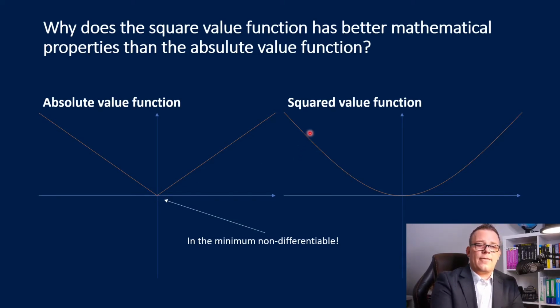Accordingly, the squared value function, minus 5 becomes 25, minus 4 becomes 16, minus 3 becomes 9. And on the right hand side, 3 becomes 9, 4 becomes 16, 5 becomes 25, and so on and so forth. So the squared value function has a better property here, since it has this beautiful curvature and it is perfectly differentiable in all spots, in all values.